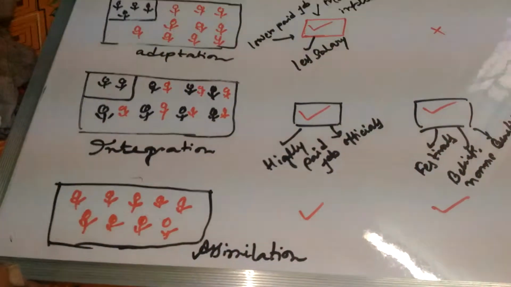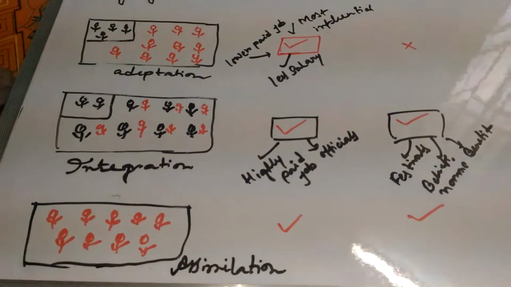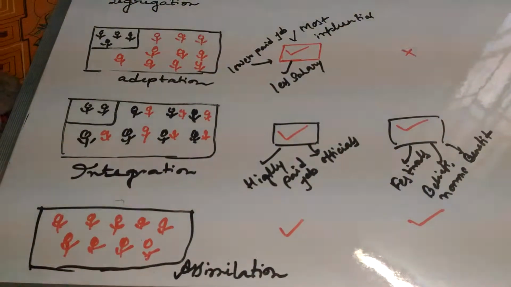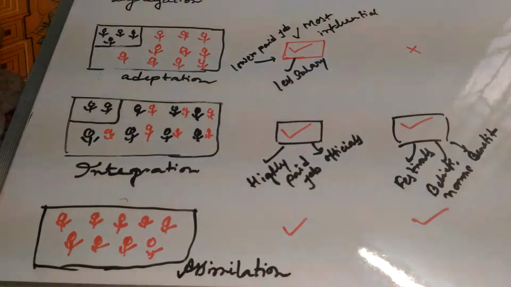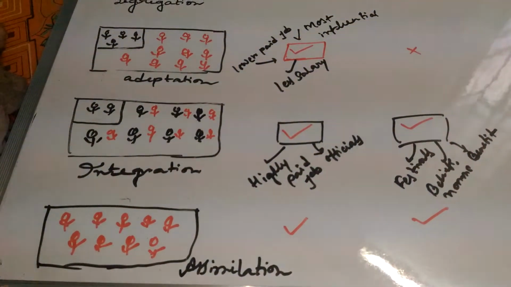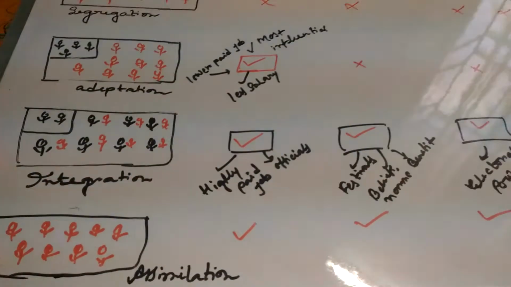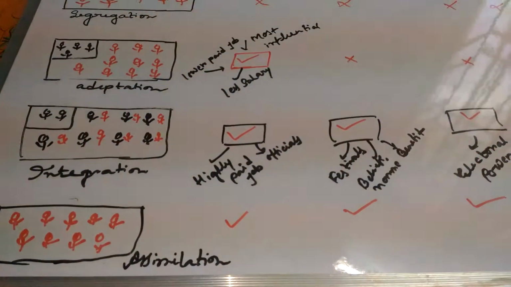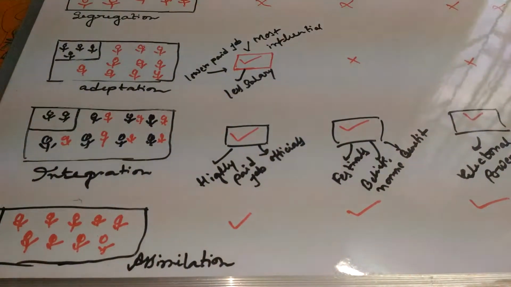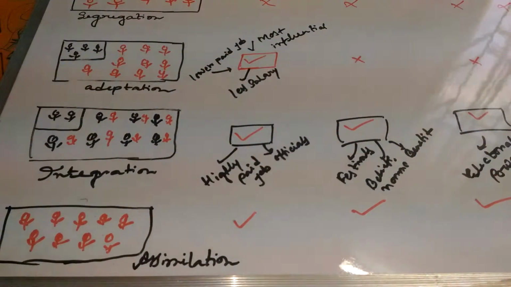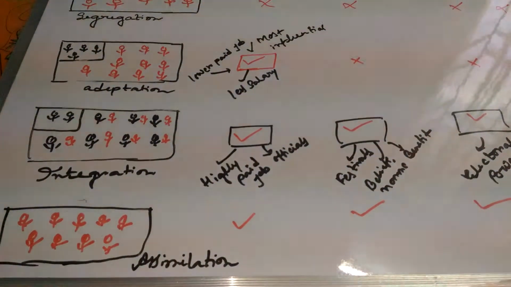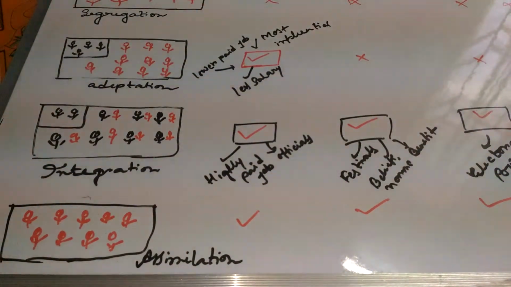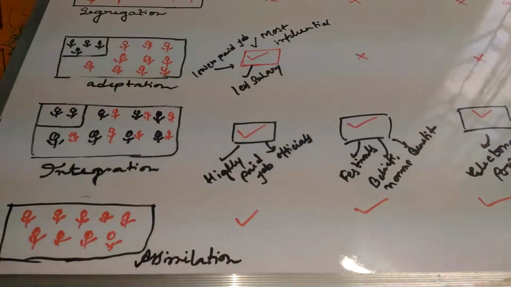Next, the third one is integration. At that time, suddenly people come out from the ghetto and try to participate with the host people, and at that time the social distance will become less, and they get the opportunity to participate in the market economy. They are getting highly paid jobs, highly paid salaries. They are appointed to highly diplomatic posts and as officials.